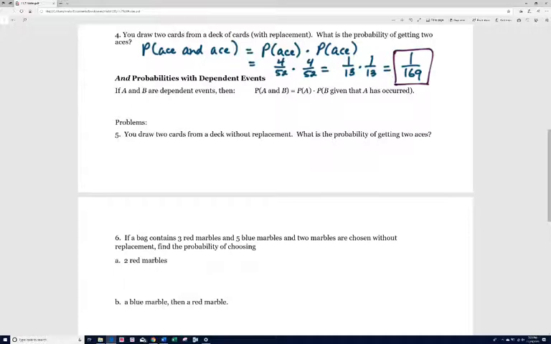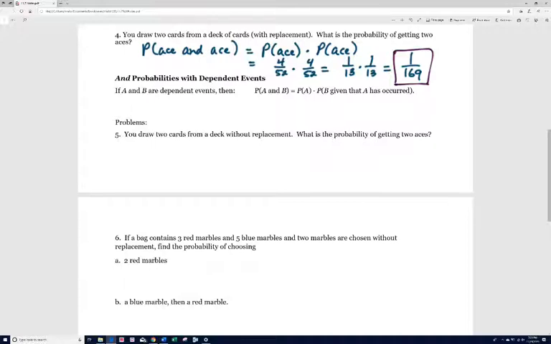So what if the events are dependent events? Well, the probability is a little bit different. We're still multiplying. Notice here it says for dependent events, the probability of A and B is equal to the probability of A times the probability of B given that A has occurred. So let's look at number 5 and see how that works.